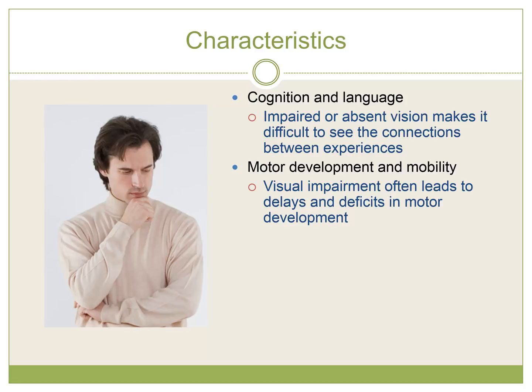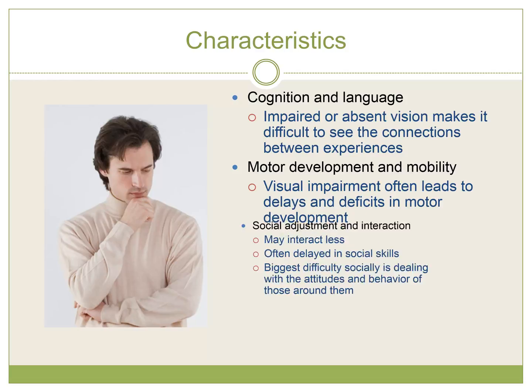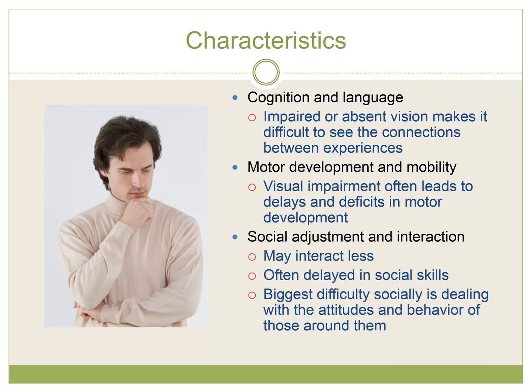A child with a visual impairment may have some deficits in motor development and exploratory learning, so we would want to encourage moving towards sound and all kinds of tactile experiences. Also, a child may have delayed social skills if they're not given opportunity. The biggest difficulty socially is the attitudes and behaviors of other people around those children, not including them, ignoring them, things like that. So what we want to do is look at attitudinal barriers and reduce those.